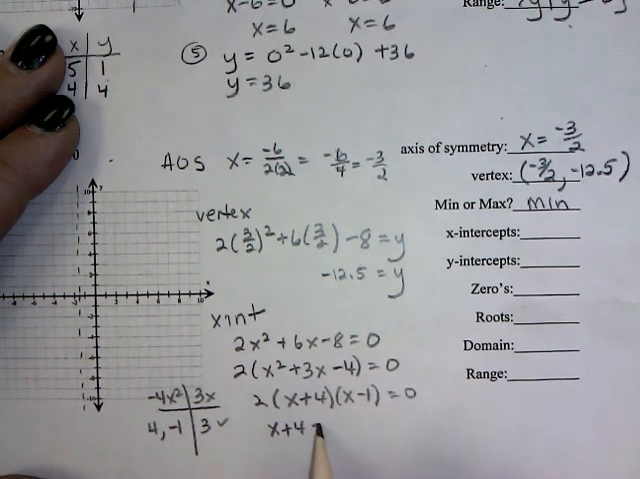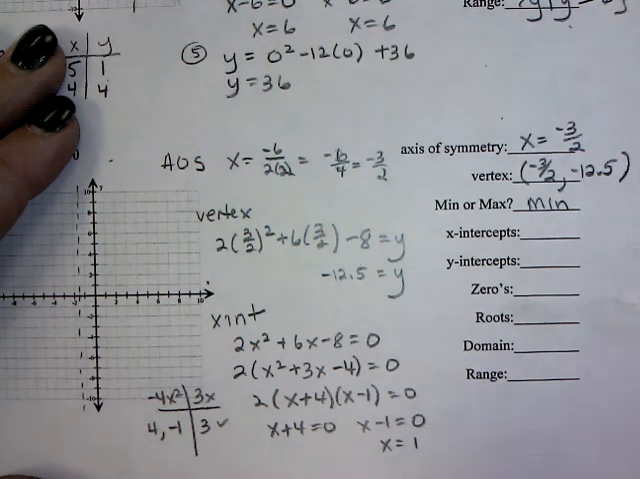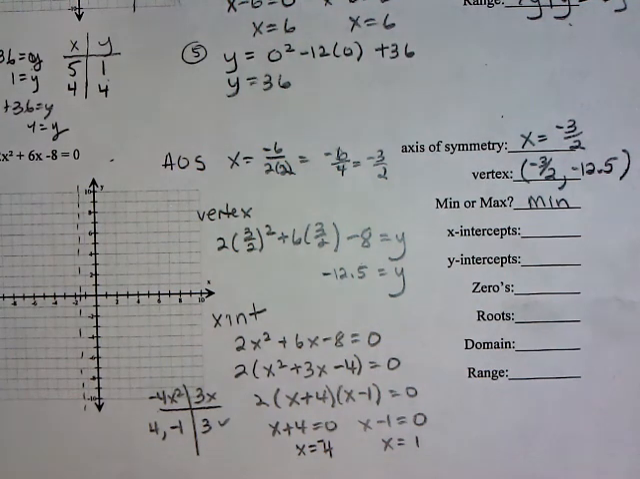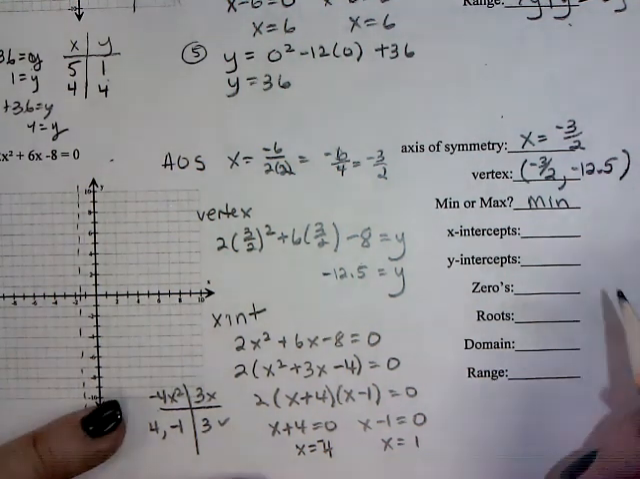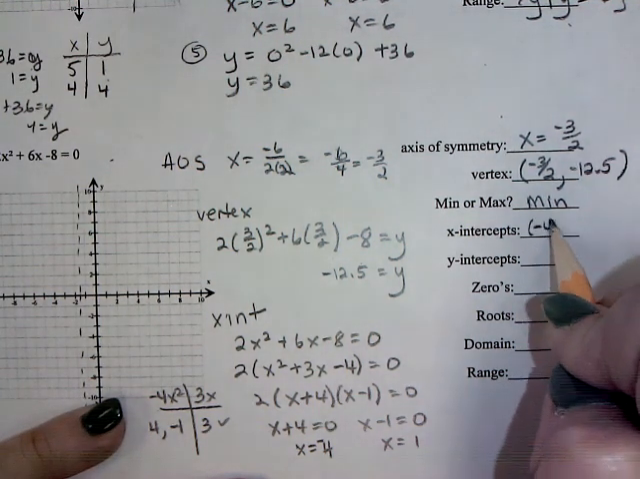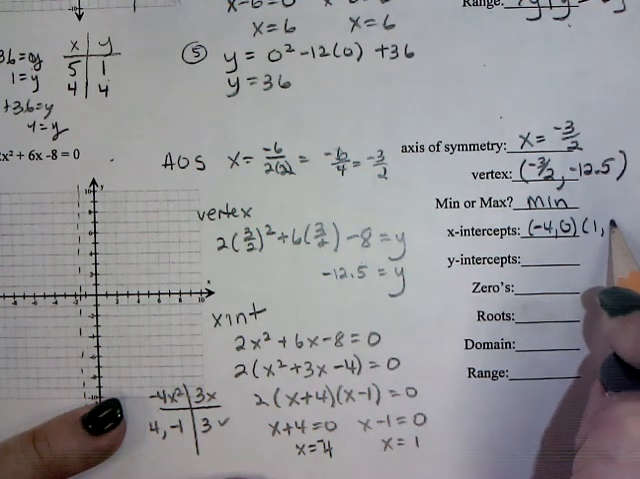Set each piece equal to 0. I did not set 2 equal to 0 only because it's a number, and a number can't equal 0. It doesn't make sense. So I have x equals negative 4 and x equals positive 1. That's my x-intercept. Negative 4, 0, positive 1, 0.